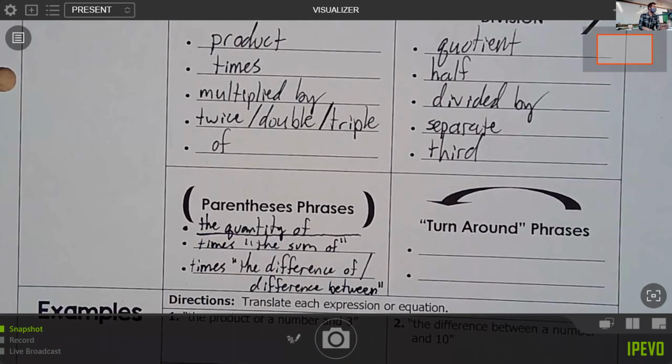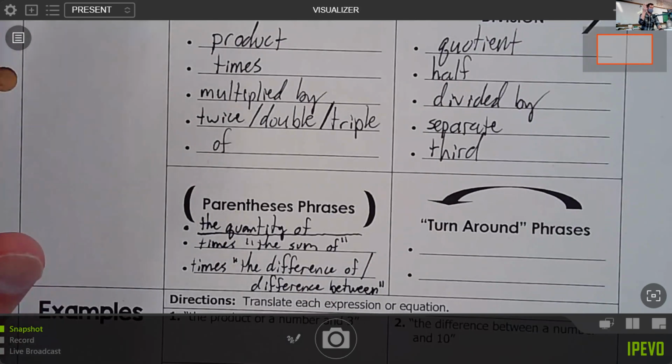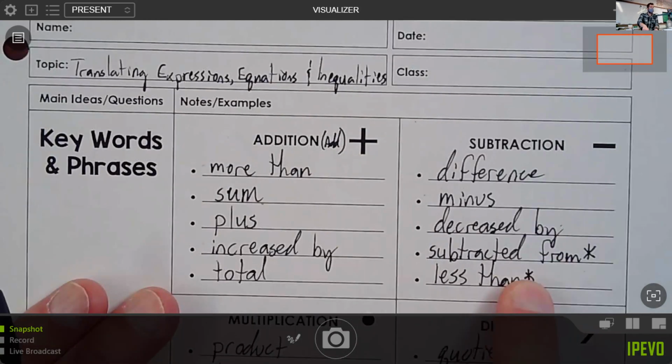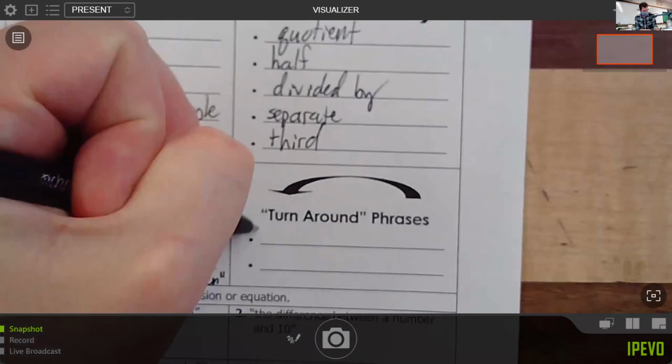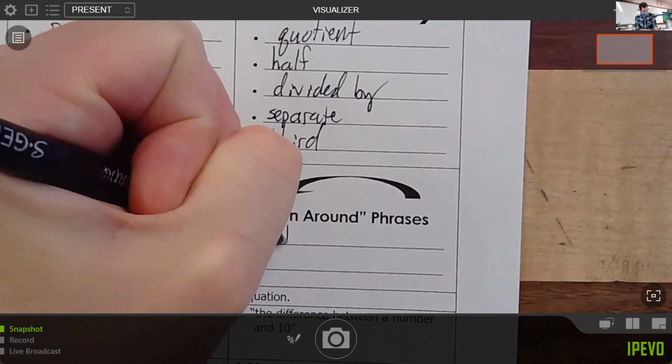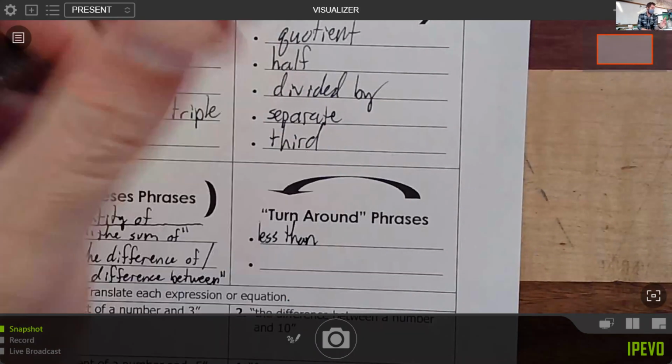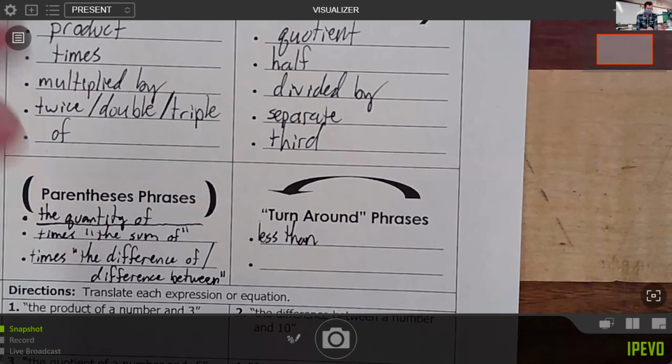All right, now turnaround phrases. Turnaround phrases mean that you're going to write things in an order that isn't quite the same. So these are going to be the 2 words that I put asterisks by up here. Less than and subtracted from. So less than. And I might even do a quick example here.